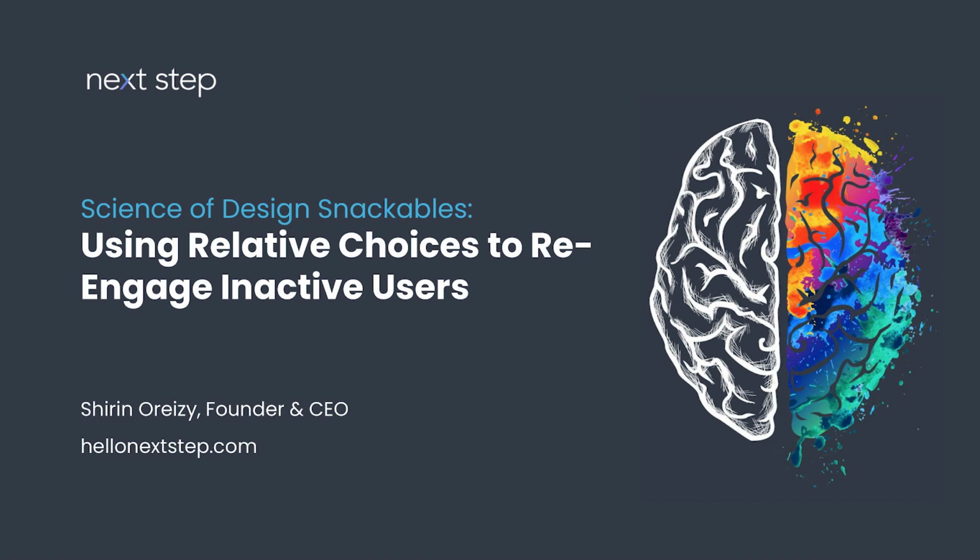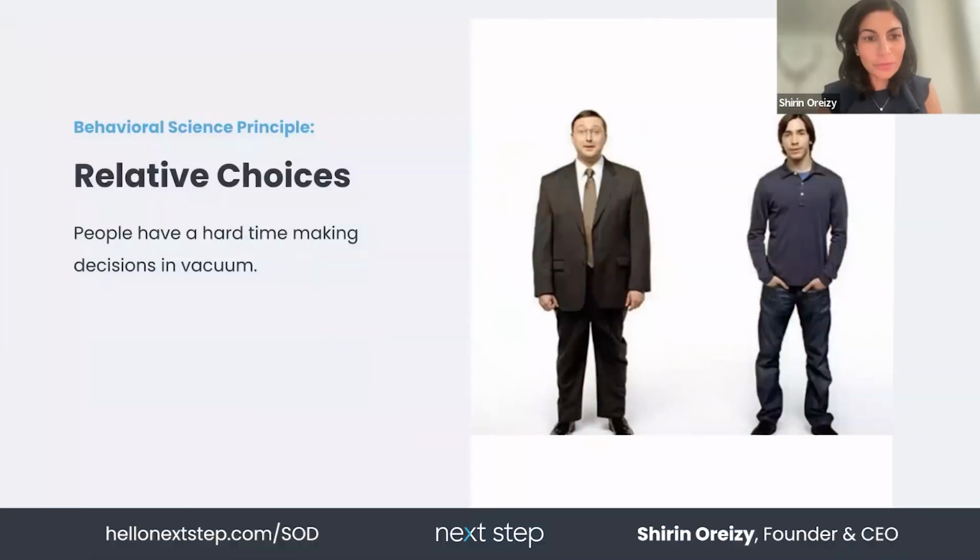Today, we're going to be covering how we helped a fintech company re-engage its inactive users using a very simple behavioral science principle known as relative choices, or relativity. The idea with relative choices is that as humans, we have a hard time making our decisions in a vacuum. And that's why we go car shopping, shoe shopping, dating, etc.